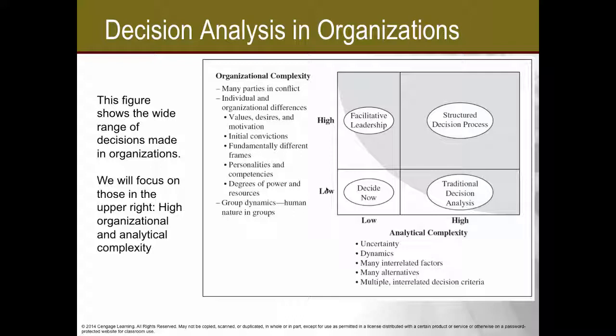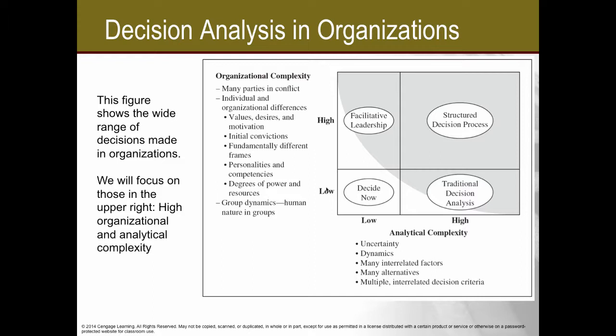When the analytical complexity is high, whereas the organizational complexity is low, it's more like traditional decision analysis. So for a small organization, making big decisions. Or if the complexity of the organization is high and the analytical complexity is low, it's like facilitating leadership, some sort of easy decision making for big companies. So that's the sort of decision making we have. We are more interested in this part, the structural decision process.